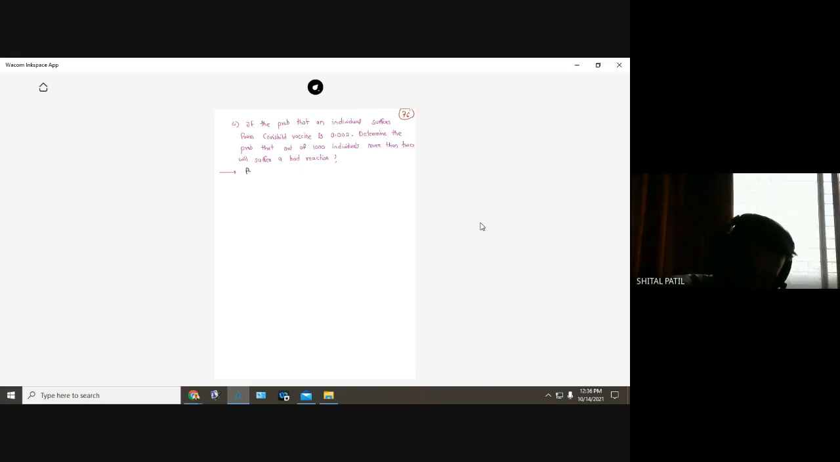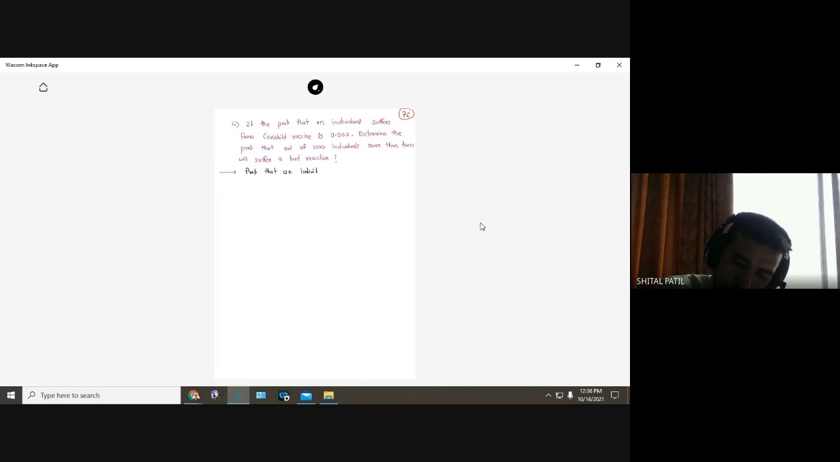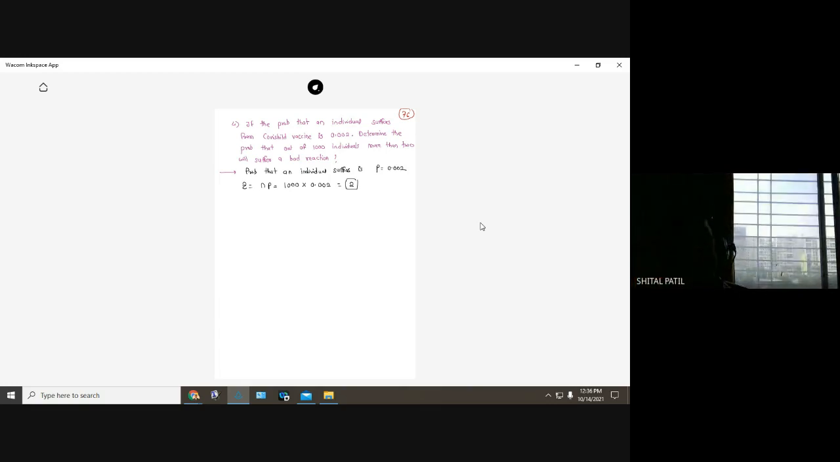So, probability that an individual suffers is given. Okay, so Z equal to NP. How many people are taken? 1000. So is it true? Now right.